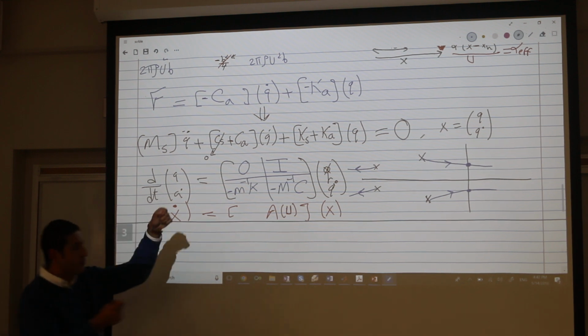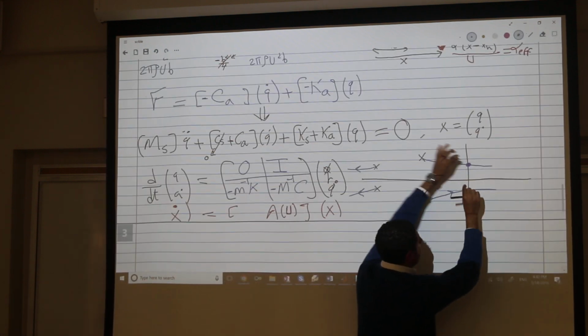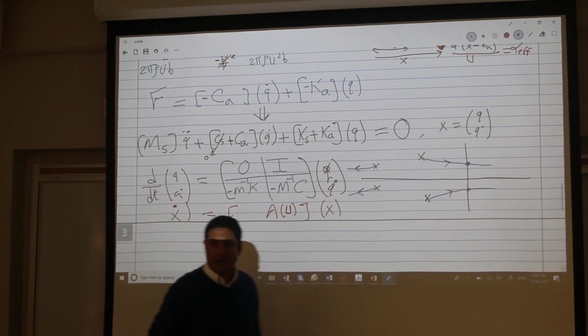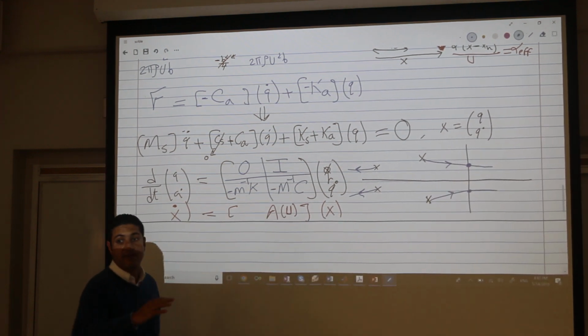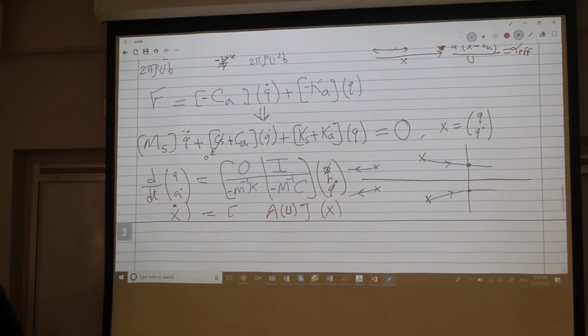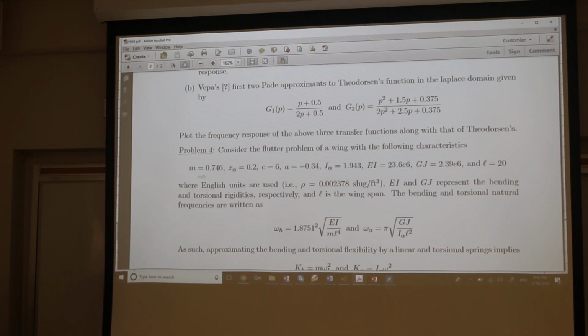If you have a pure 0 real part and pure imaginary, you have sustained oscillation, right? Forever, which is the flutter. So this is the flutter boundary. So like I said, here is your homework problem. This is the homework problem.